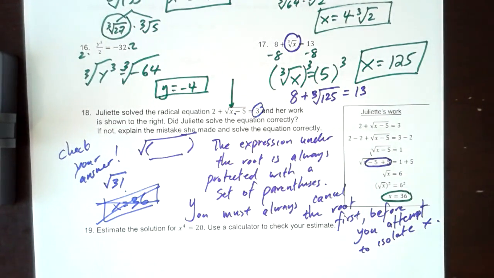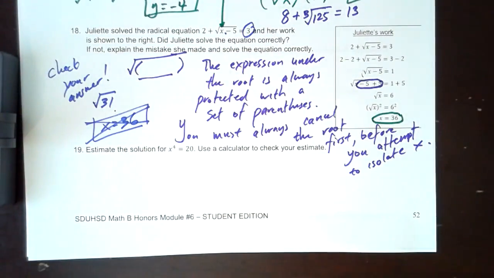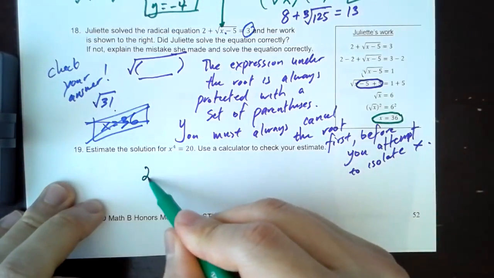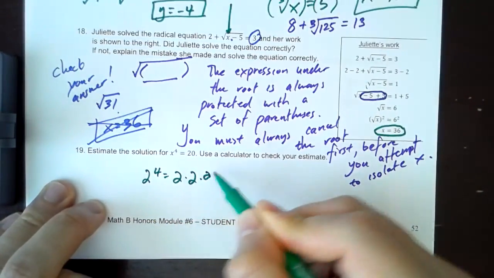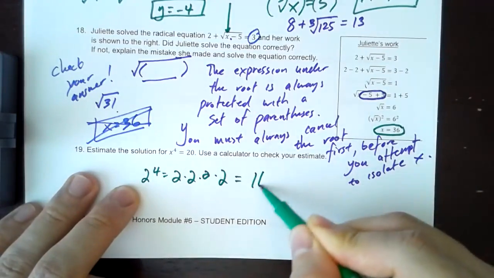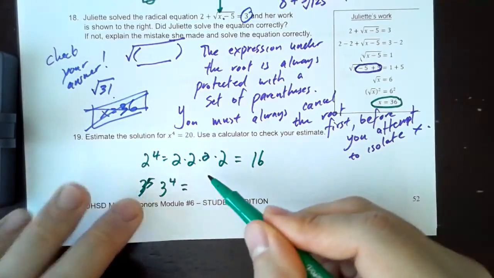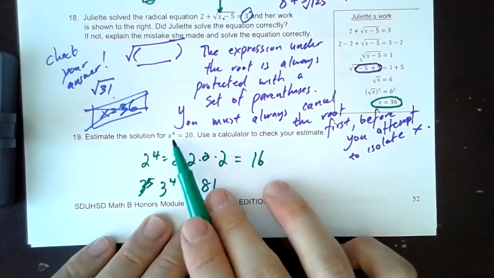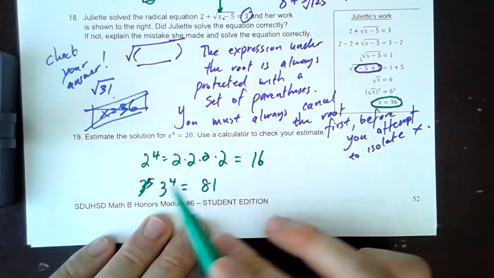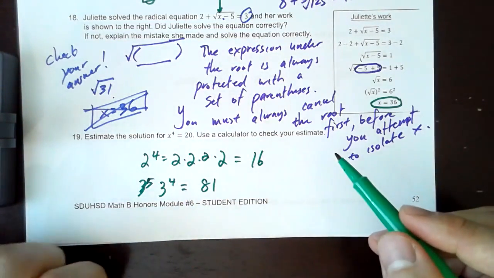Okay? And then finally, number 19, it says, estimate the solution for x to the 4th power is equal to 20. Let's just shoot out some possible answers. Would 2 work? Well, what's 2 to the 4th power? 2 to the 4th power is equal to 2 times 2 times 2 times 2, which is equal to 16. Whereas 3 to the 4th power would equal 81. So we know that x is in between 2 and 3, and it's heavily leaning towards 2.